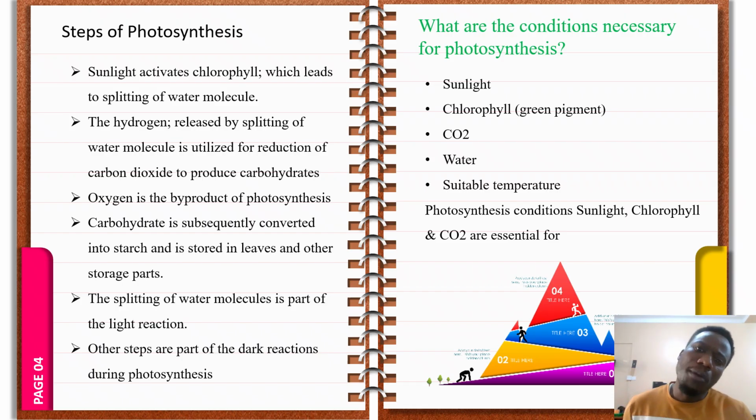So when we talk about the conditions necessary, there are things that a plant can't do without. That is sunlight, chlorophyll, carbon dioxide, as we had stated below. Each of these is so important for this process to take place, but mainly the raw materials, which we had said are carbon dioxide and water, then the conditions, sunlight and chlorophyll.